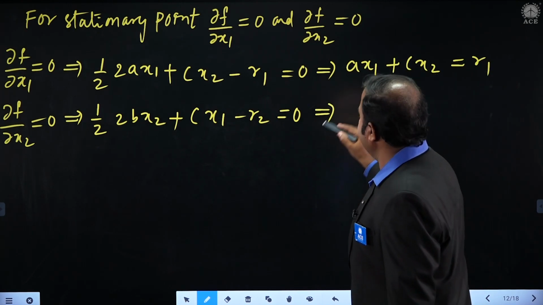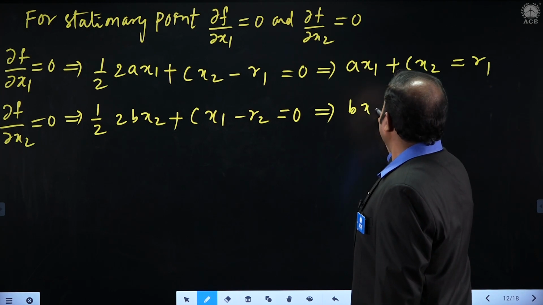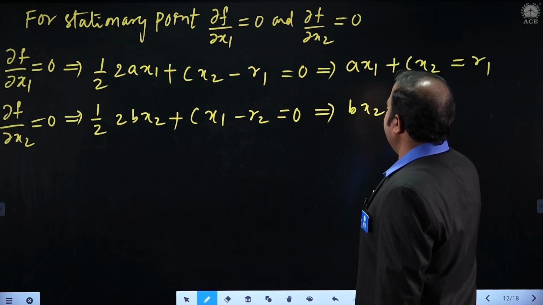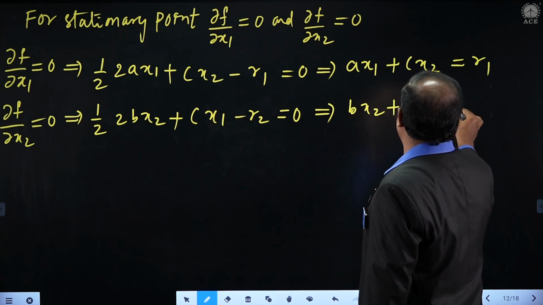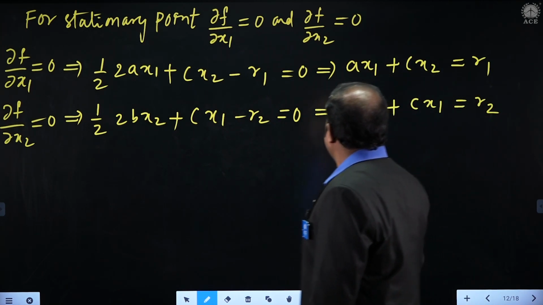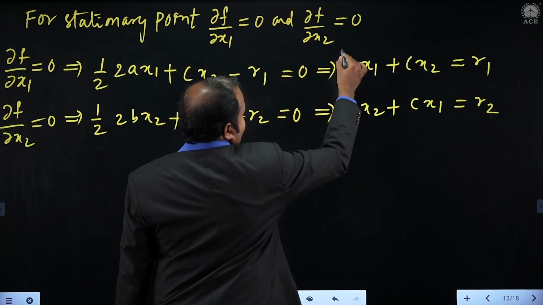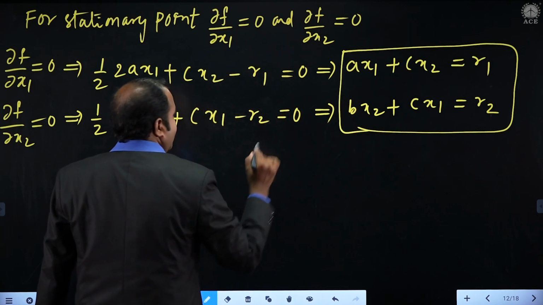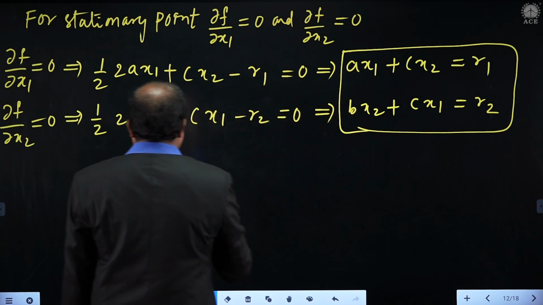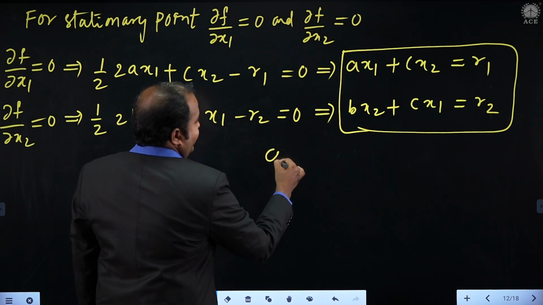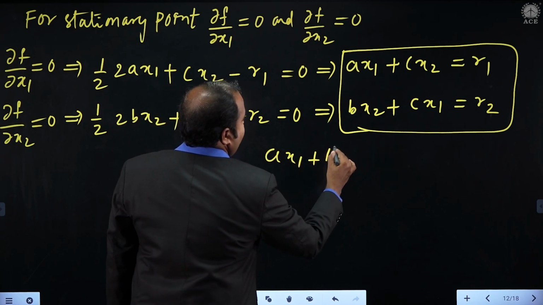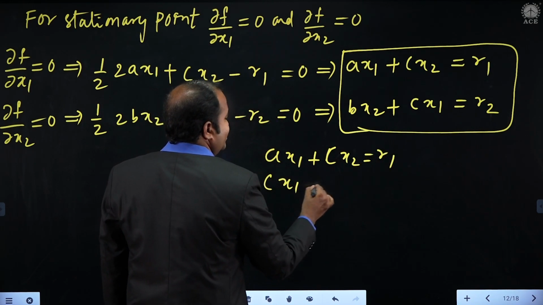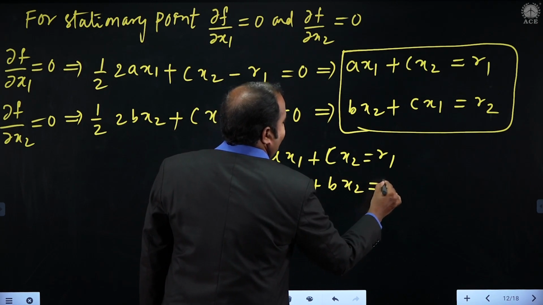From this one, bx2 plus cx1 equal to r2 only. So, we can write these two equations in the matrix form. We can rewrite these two as ax1 plus cx2 equal to r1 and this one is cx1 plus bx2 equal to r2.